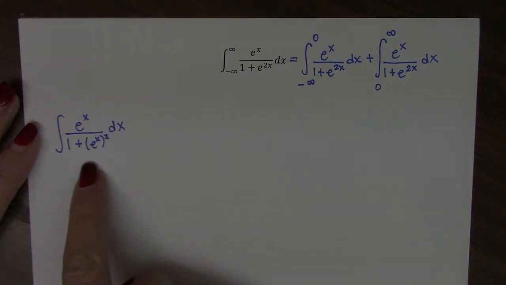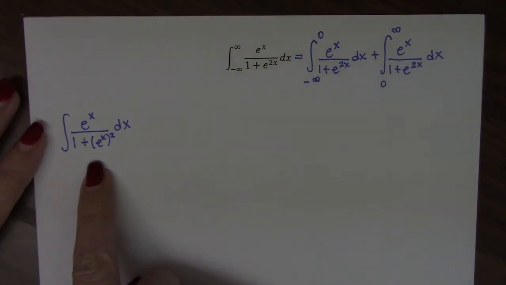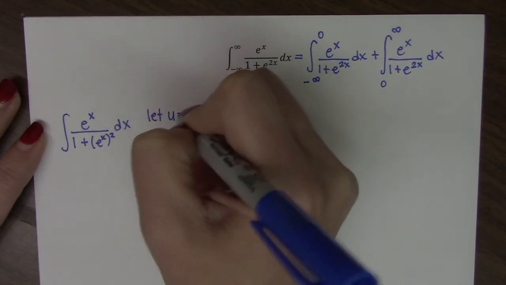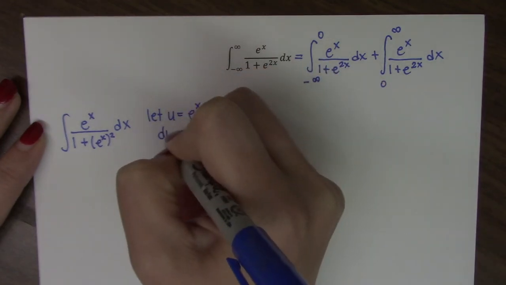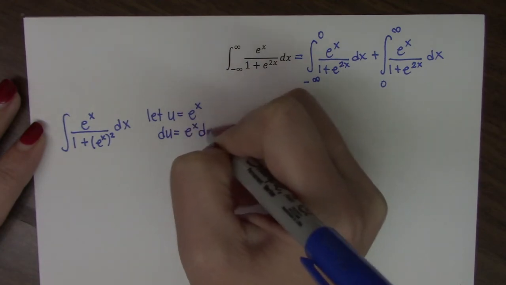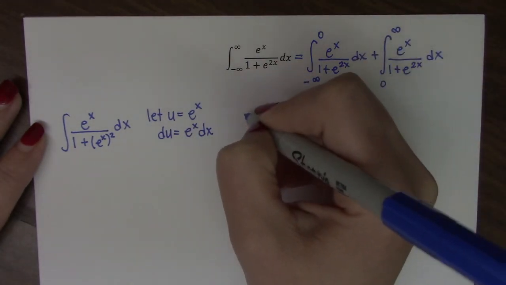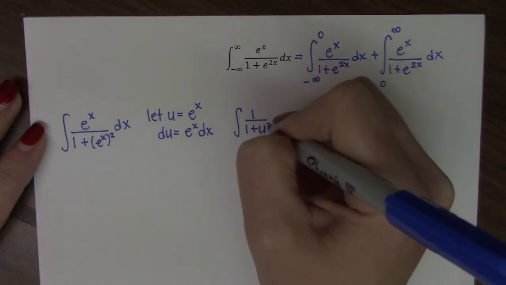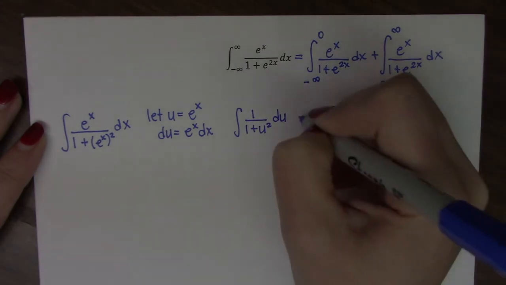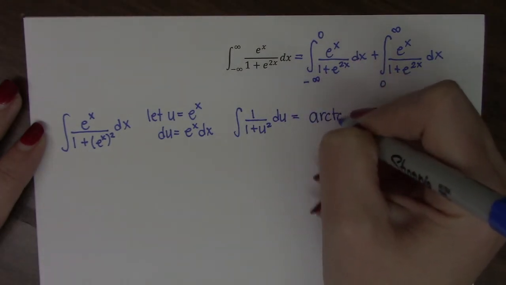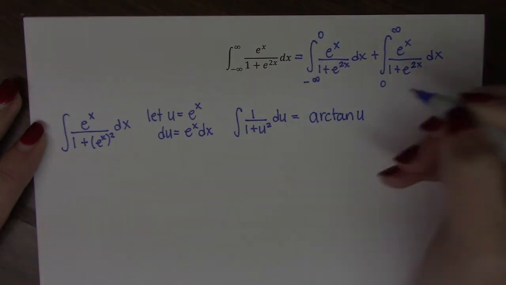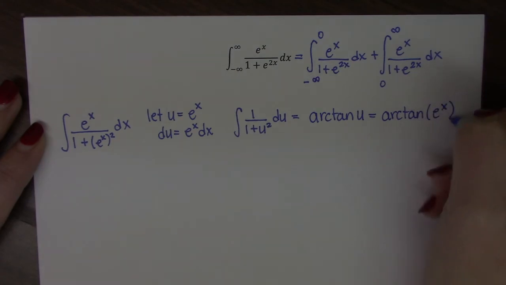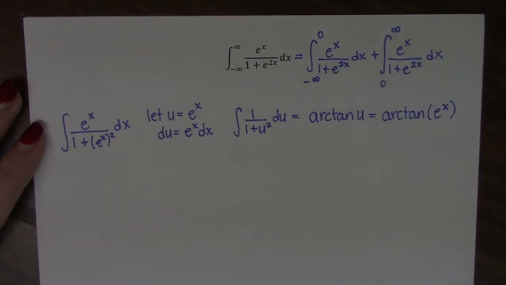Believe it or not, this is now a version of some kind of arctan. If I do a u substitution here, I can say let u be e to the x, du is e to the x dx. So now I can rewrite this integral as 1 over 1 plus u squared du. Well, that is just arctan of u. So if we go back to variable x, that's arctan of e to the x.